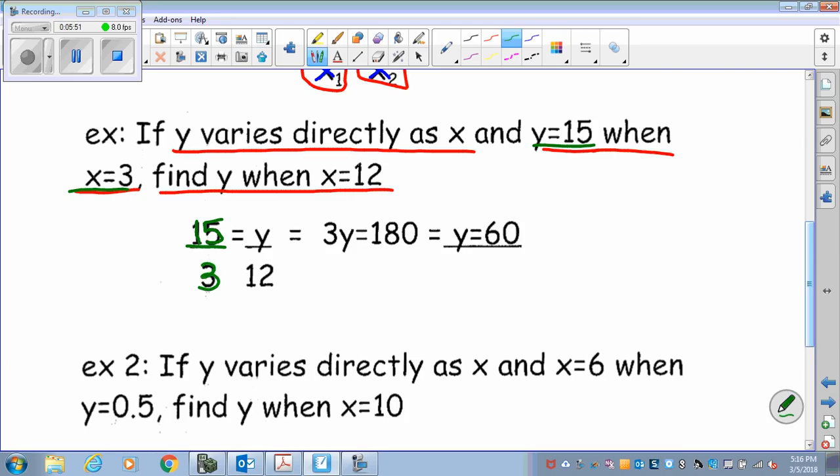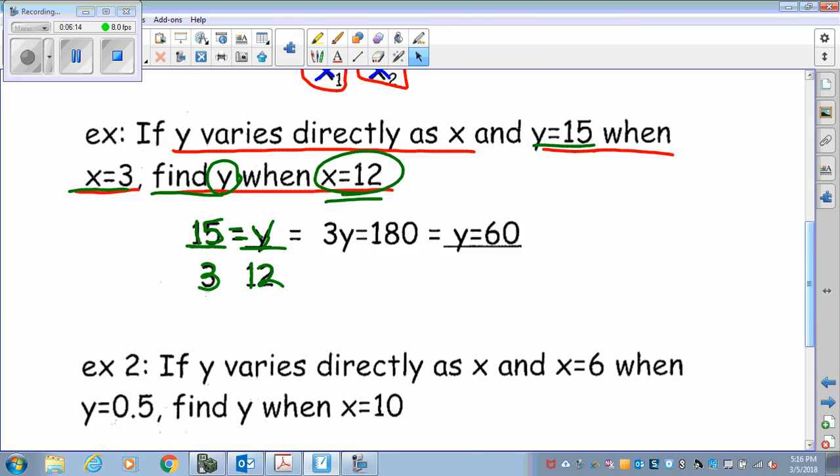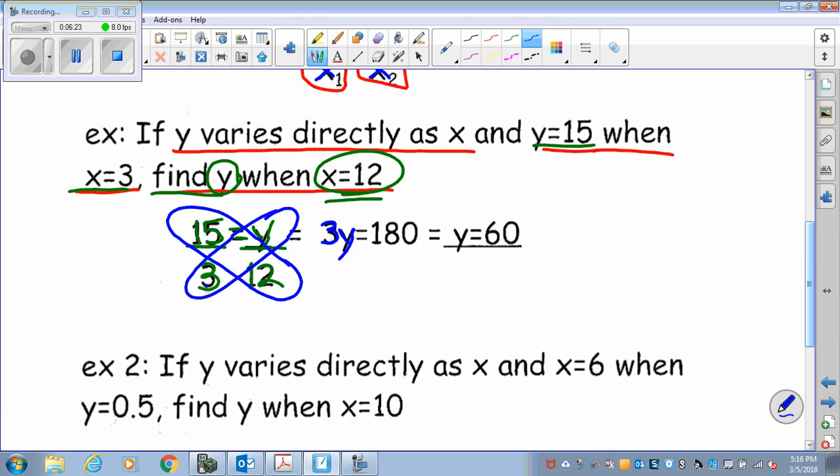When y is 15, x is 3, and I'll set that equal to, and y is always on top. Well, I don't know what y is. It says to find y, so I'll just put in a y. But now I can substitute for x because I know x equals 12, so x is in the denominator. When you have a proportion, you cross multiply. So 3 times y is 3y, and 15 times 12 is 180. And then I'm solving for y, so I divide by 3, and I get y equals 60.